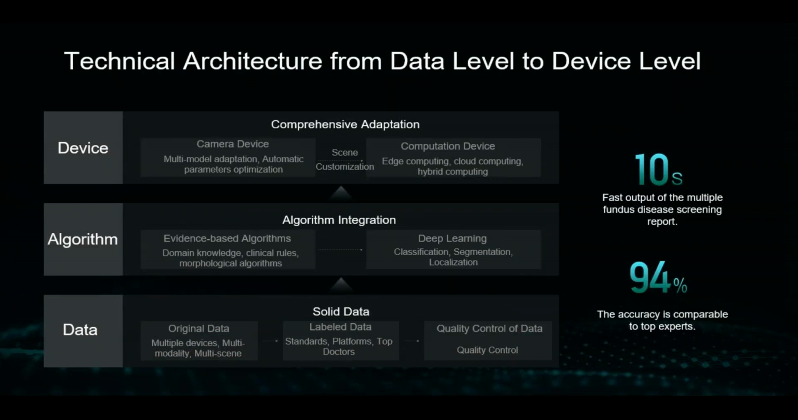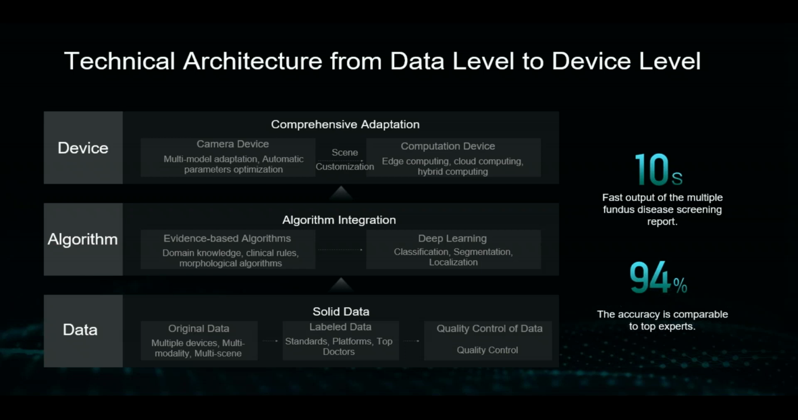Okay, so our technical architecture from the data level to the device level is shown here. Everyone knows AI technology is data-driven. If we don't have solid data, which means well-annotated data, we cannot train a good model and cannot have high accuracy. So, as I explained earlier, we call our technology evidence-based AI. We built the algorithm architecture based on domain knowledge, so it can be explainable.